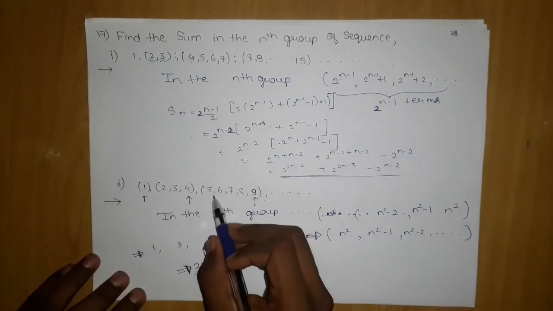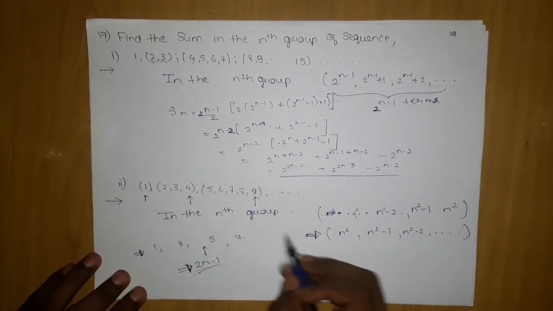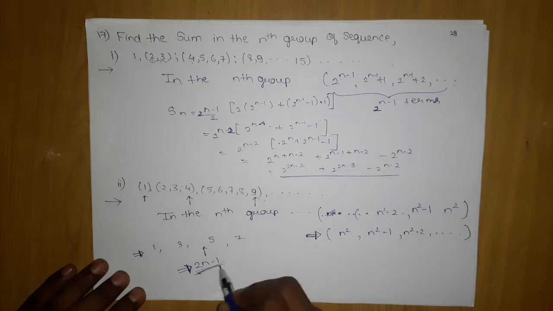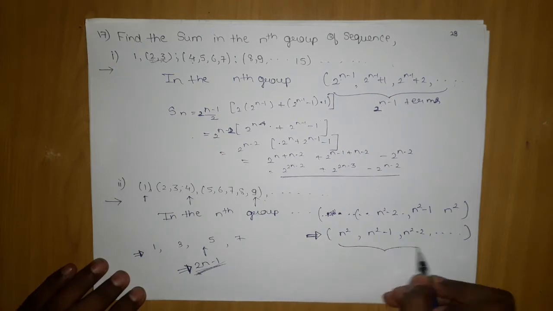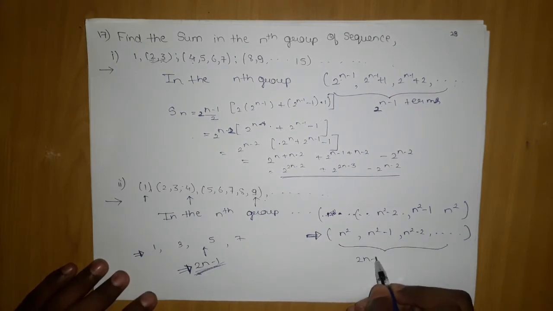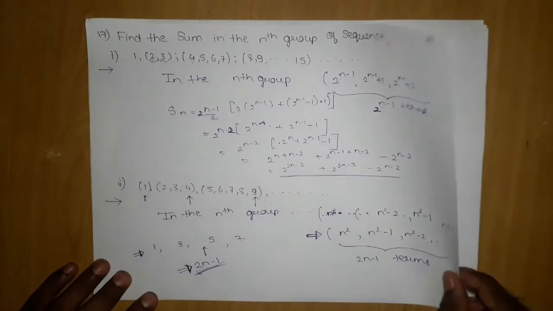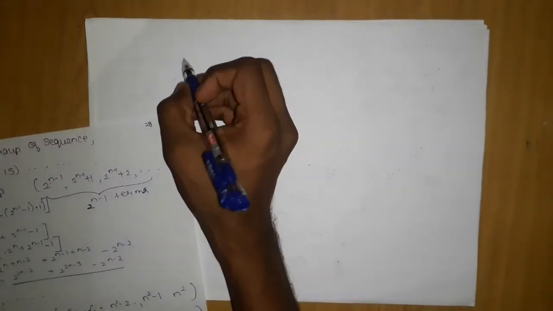So here we can observe that since they are odd, the next term will be 7, and in this pattern, if we go for the nth, it will be 2n minus 1. So the number of terms, 2n minus 1 terms, are there in the nth group. Now can I get the sum? Yes, we can get the sum.